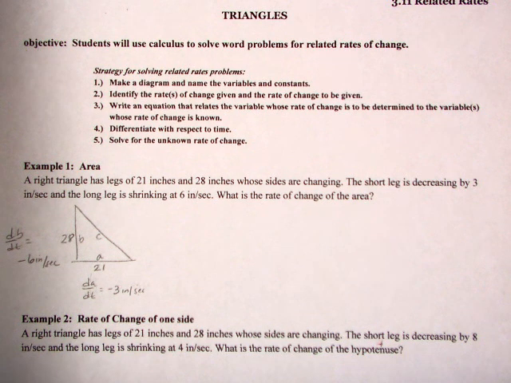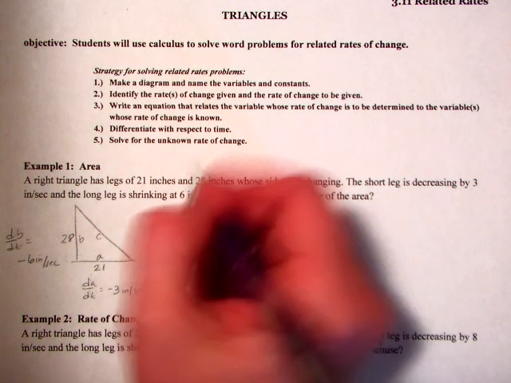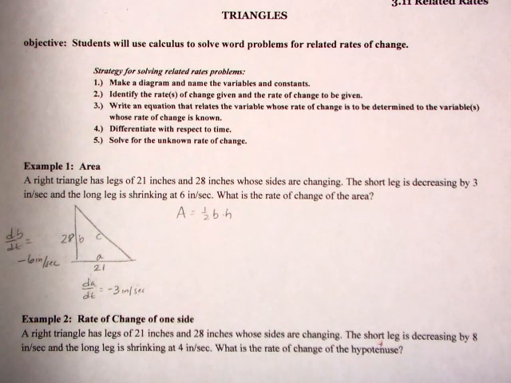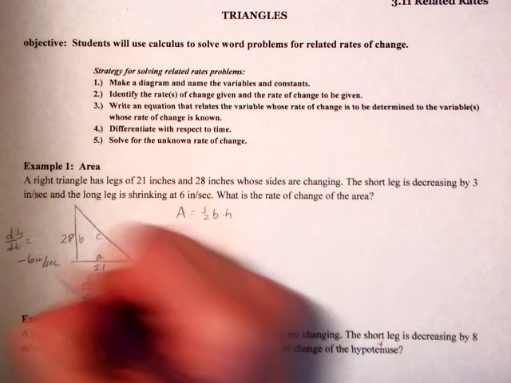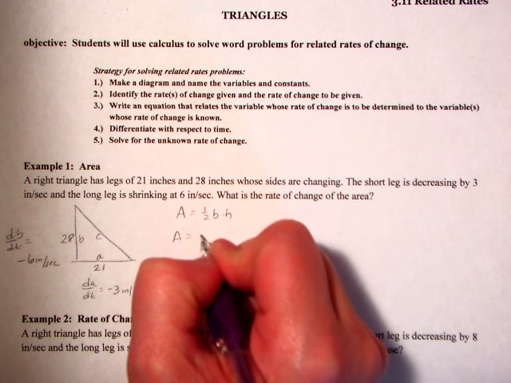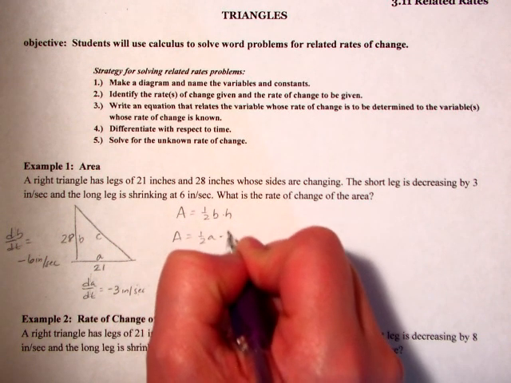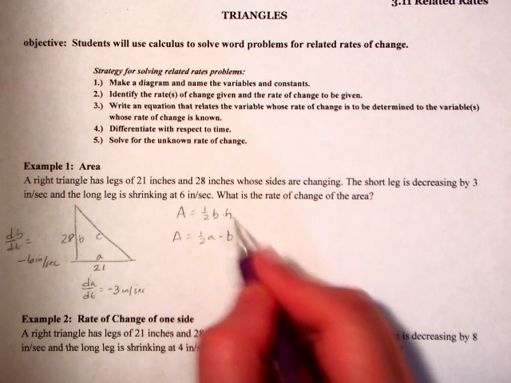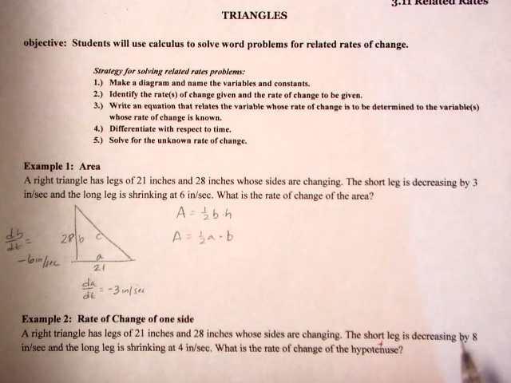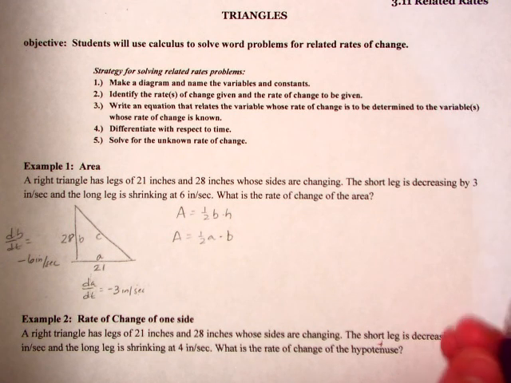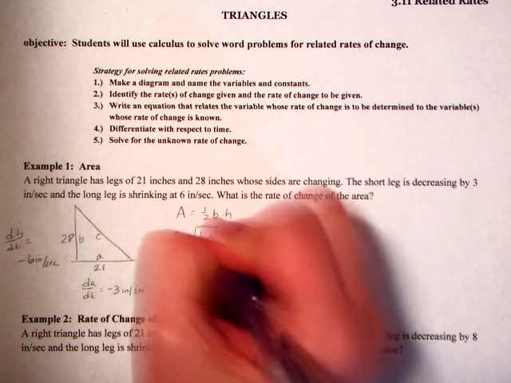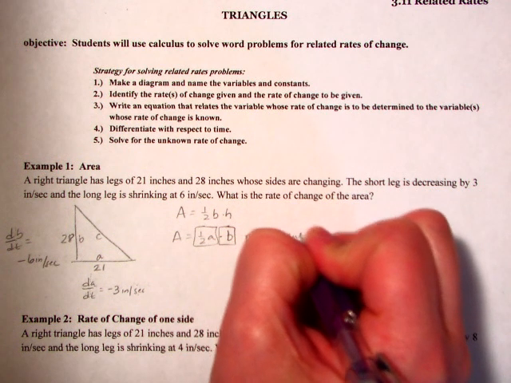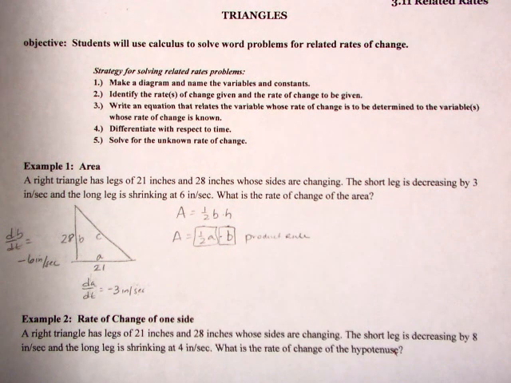They want to know what is the rate of change of the area. So we're going to start with the area formula, 1/2 base times height. And then we're going to look at our diagram and say, okay, in this case my base is actually the A value, and my height is going to be the B value. So I substituted from the general formula into what I actually labeled my sides as. When I go to do my derivative, I need to recognize this as the product rule, and I can group the 1/2 right along with the A.